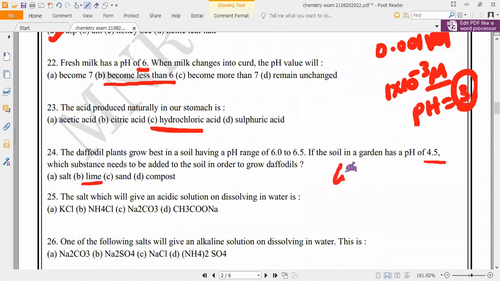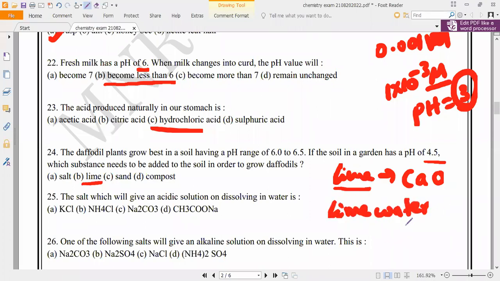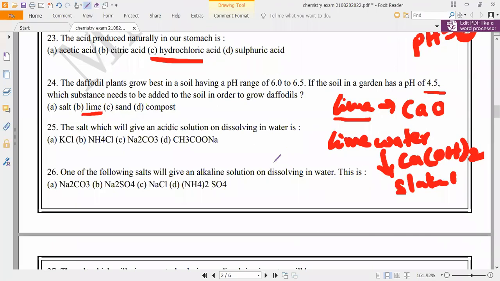Always remember, lime means calcium oxide. We can call it quicklime. Lime water means calcium hydroxide. This we can also call slaked lime. Be clear.